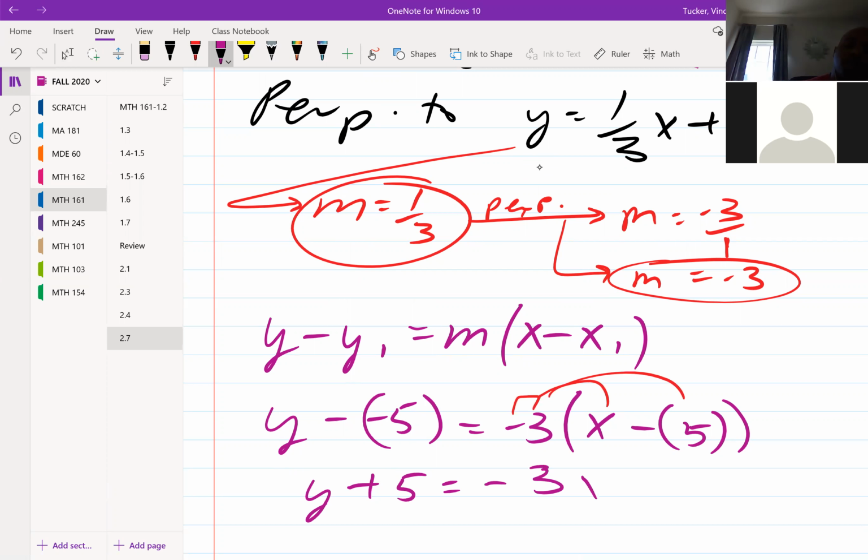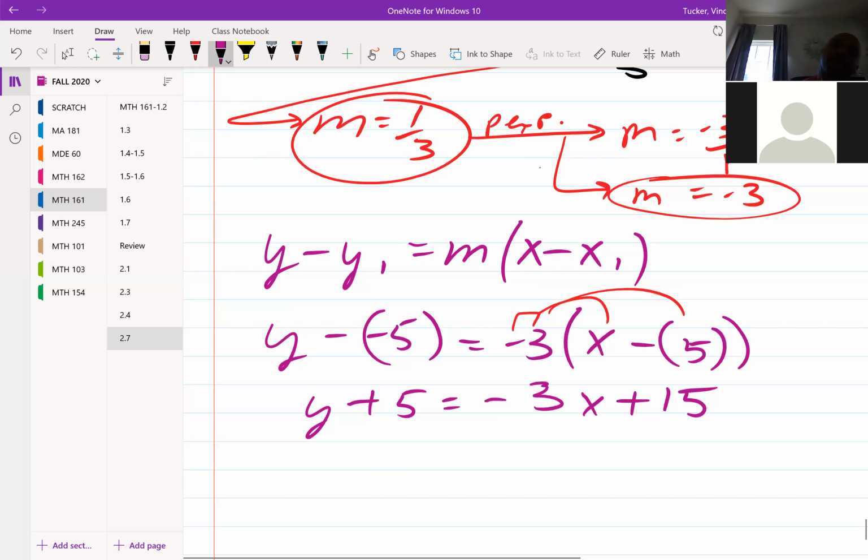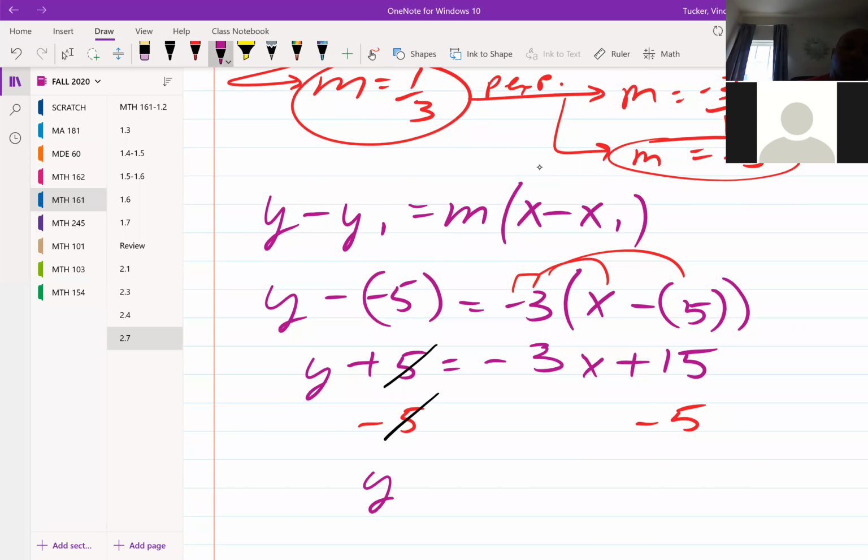That's -3x plus 15. Finish it off by subtracting 5 from both sides. y is equal to -3x plus 10.